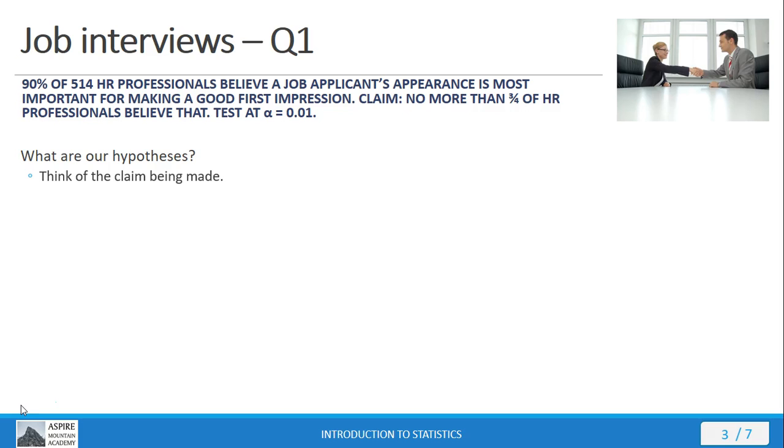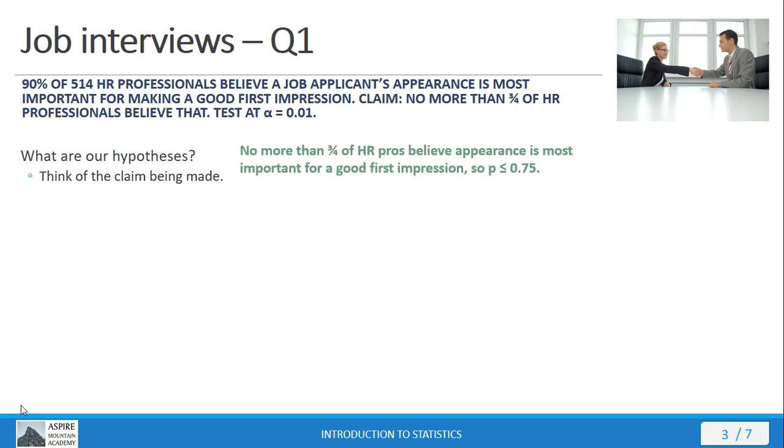Well, first we think about the claim that's being made. No more than 3/4 of the HR pros believe appearance is most important. So that means the proportion is going to be less than or equal to 75%. 75% is the 3/4, and it's no more than that. So that's the maximum value that it could be. But it could be equal to 75% as well as being less than, because 75% is not more than 75%.